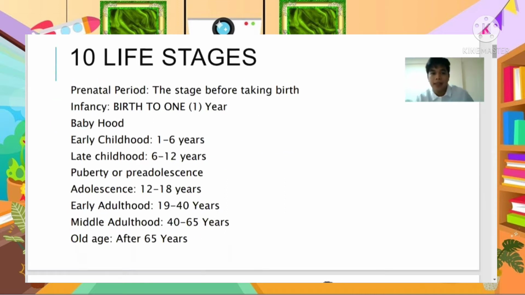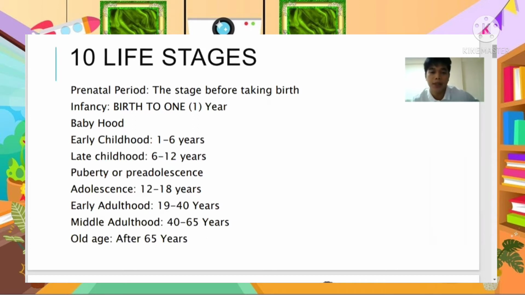We have the prenatal period, the stage before birth. Next is infancy, from birth to 1 year. Next is babyhood, early childhood, 1 to 6 years old. Next is late childhood, from 6 to 12 years. And puberty or pre-adolescence, and adolescence, 12 to 18 years old.